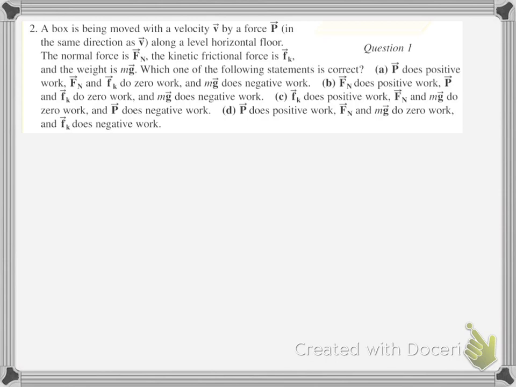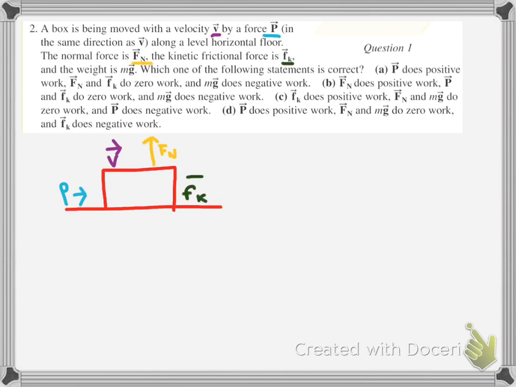So in a question like this, where they give you all the forces and where they're pointing, it's always best to draw a free body diagram. So here we have our box and our floor. And here we have our velocity and our force P pointing in the same direction. Here's our normal force, Fn, and our kinetic frictional force, Fk. Our weight, mg, as stated.